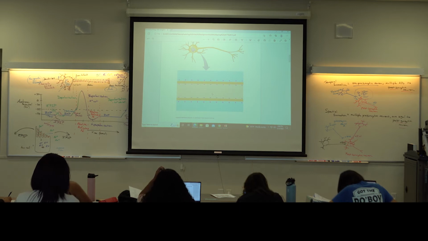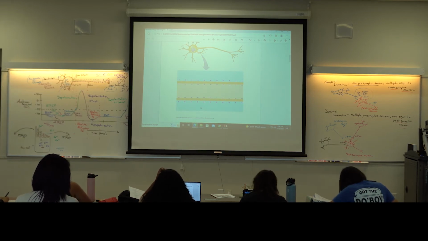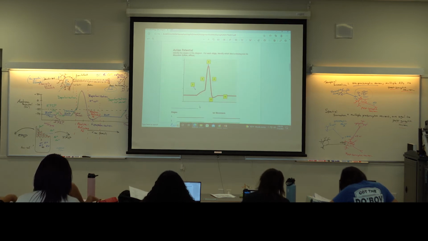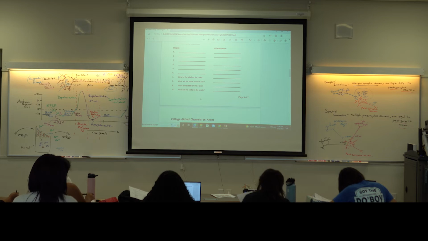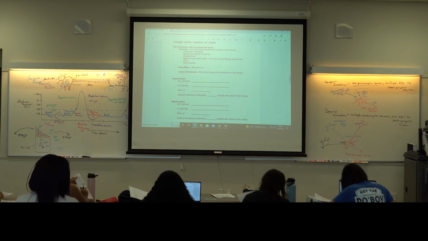So again, inside the cell, high potassium and low sodium. Outside the cell, it's high sodium and low potassium. This graph is kind of graphing all those different parts of the action potential that we talked about. Hopefully that's clear. I do have the key over there if you want to check any of these things out.